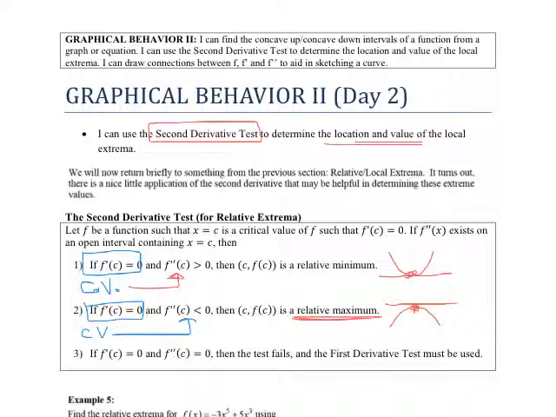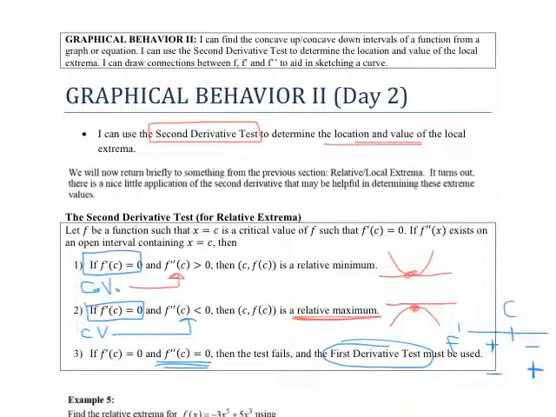Finally, if the second derivative winds up being equal to 0, the test fails and we need to rely on the first derivative test to determine if it's a local max or a min. And real quick, a refresher on the first derivative test: you would plug your critical value into the derivative function, and if it goes from increasing to decreasing, we have a maximum, and if it goes from decreasing to increasing, then we have a minimum.